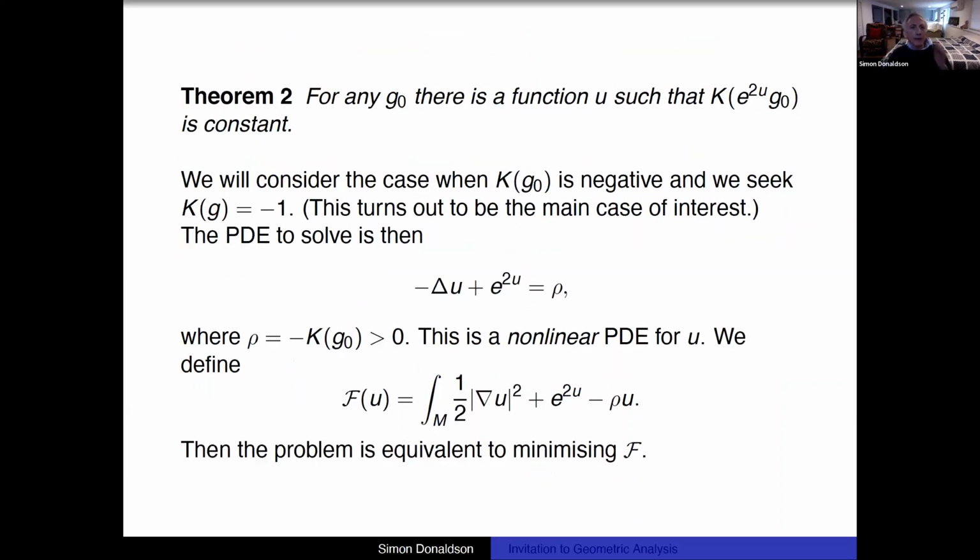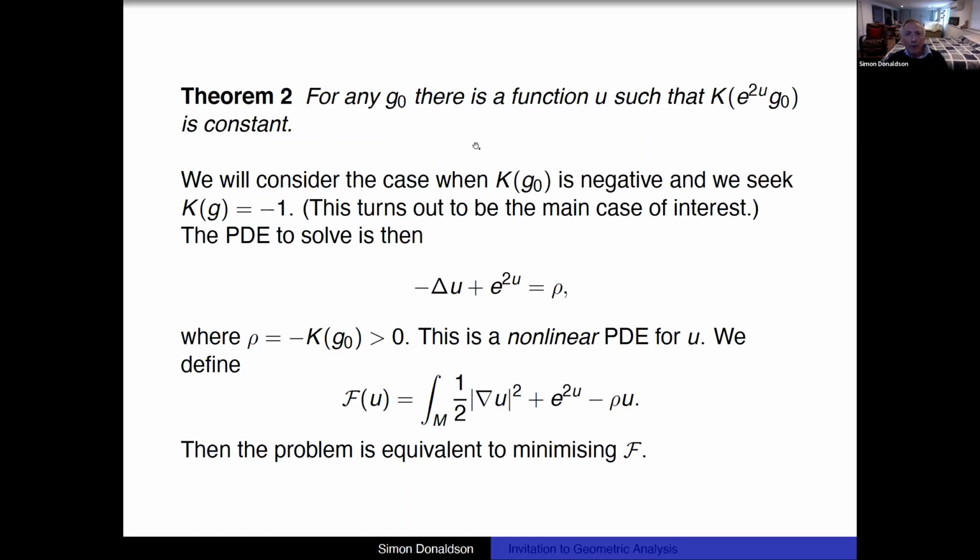So the result we want to discuss in this section is the statement that whatever g0 we take, we can always find a function u so that the Gauss curvature of this conformal metric is constant. We're going to consider the case where the Gauss curvature of the original metric is negative, and the constant we're going to achieve is -1.